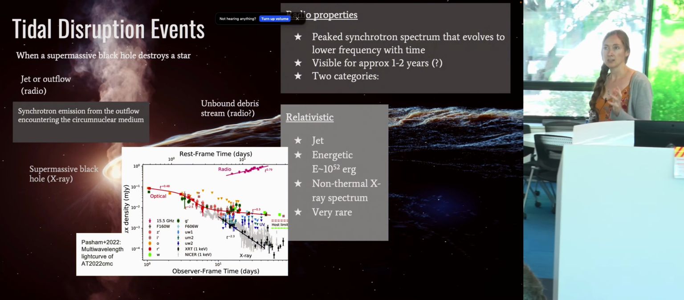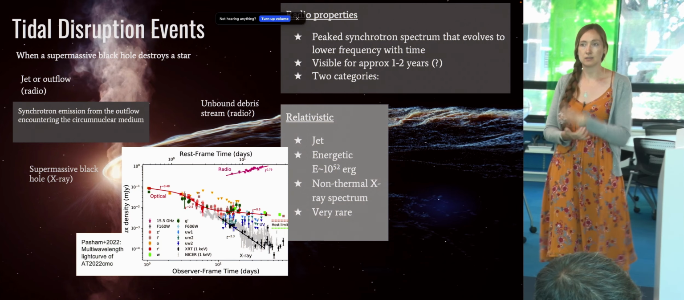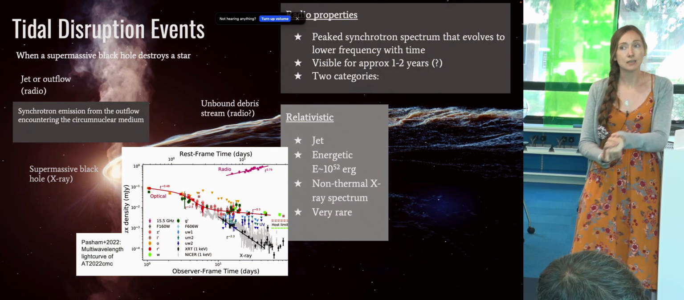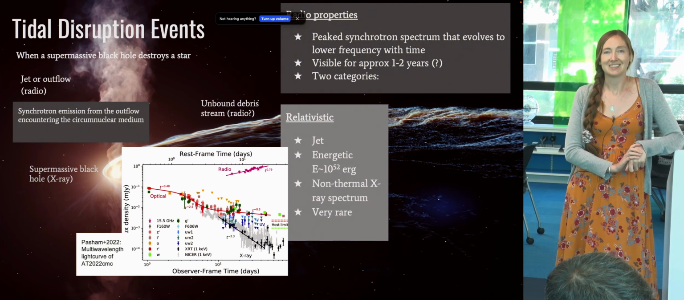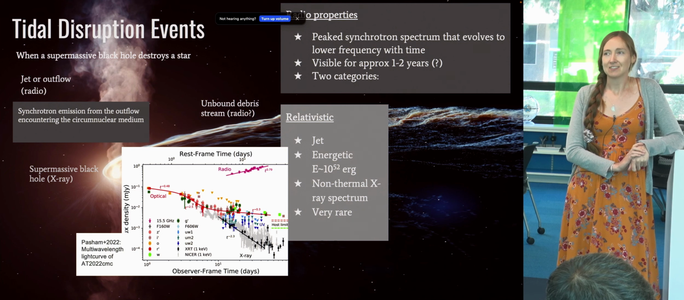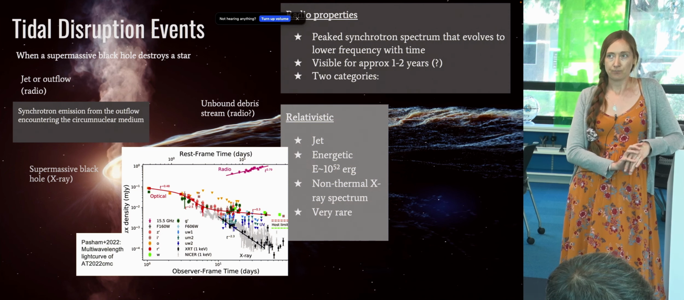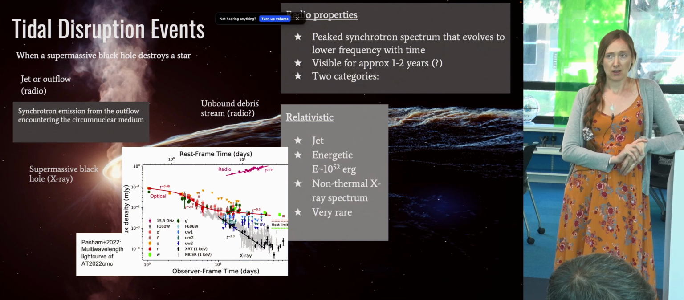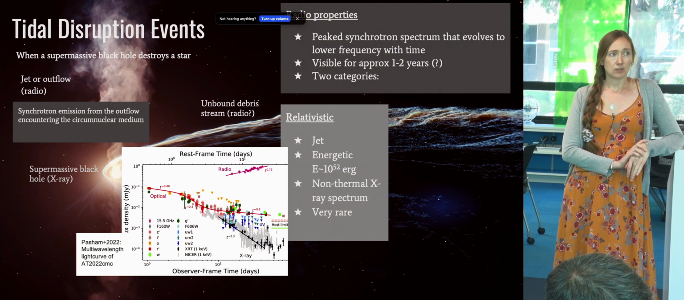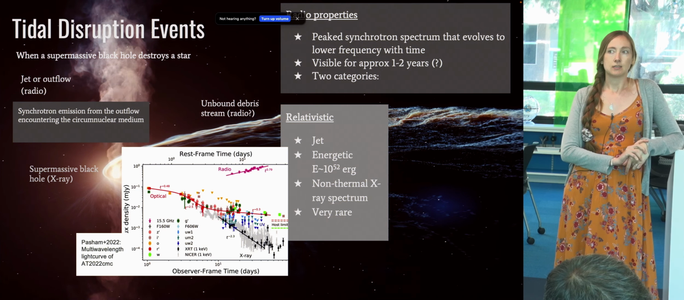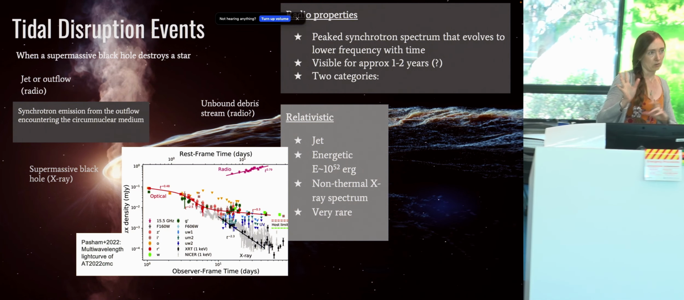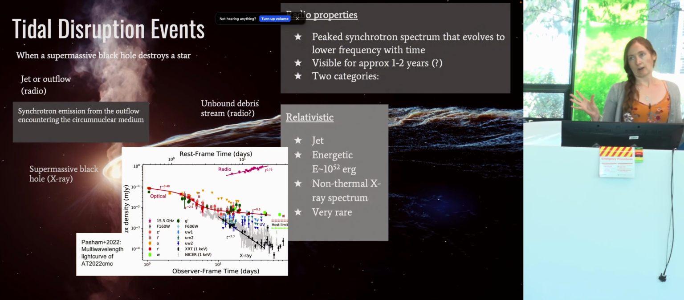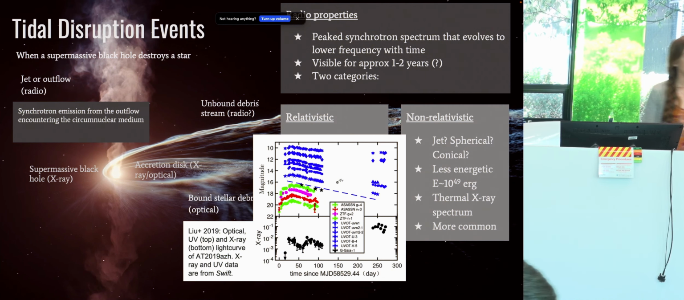So we have the jetted relativistic events. This is a light curve of AT 2022 CMC, which was a very exciting event that went off, I would say last year, but it was the year before last now. And again, these are very energetic. They have a non-thermal X-ray spectrum. And this one was at a redshift of 1.1, so extremely distant, and yet we were still able to see emission in the form of a jet from this event. But that being said, we only know of two good candidates of this type of TDE. So when I'm talking about radio emission for TDEs, I'm probably not talking about relativistic jets. So then we have non-relativistic events.